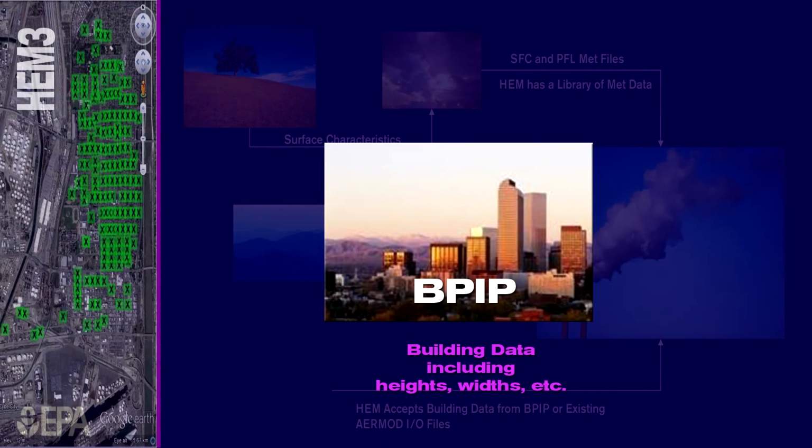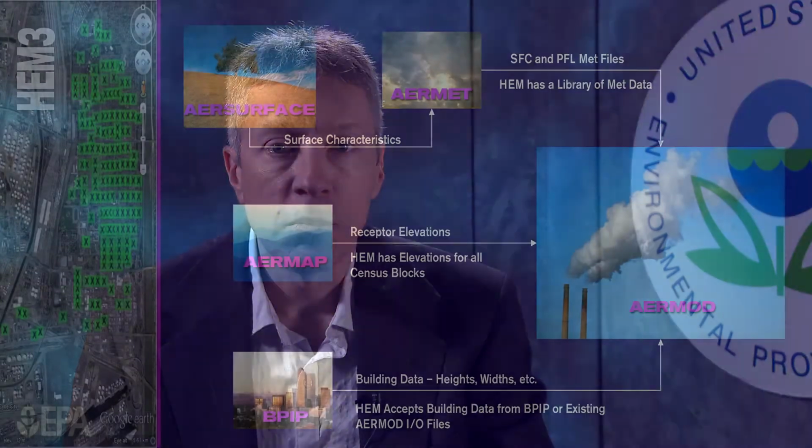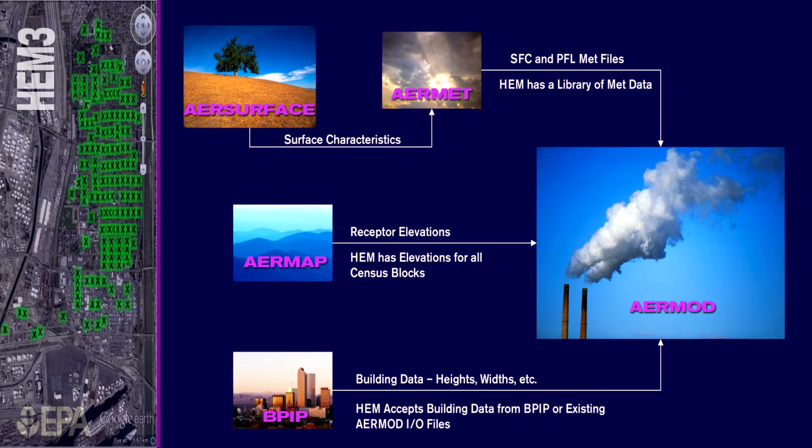Finally, structures near emission sources can affect dispersion. This is called building downwash. And the Building Profile Input Program, or BPIP, calculates relevant parameters used in AirMod to take the nearby structures into account. These parameters include building heights, widths, and other values. This information is very site-specific, so there are no built-in databases for this. The HIM model accepts the outputs of BPIP or, alternatively, the same information from an existing AirMod input file.